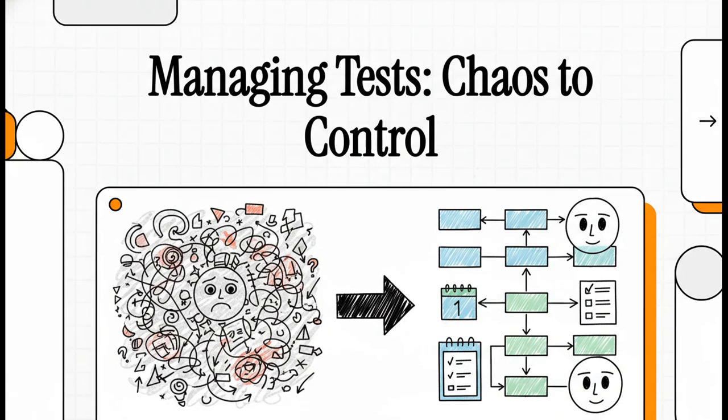Have you ever been on one of those software projects, you know the kind, where it's just pure chaos? Missed deadlines, bugs popping up out of nowhere, and that feeling that you're just flying blind? Well, the good news is there's a path from that chaos to real control. And in this explainer, we're going to break down the professional's toolkit for managing software testing.